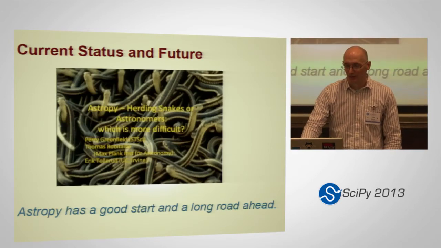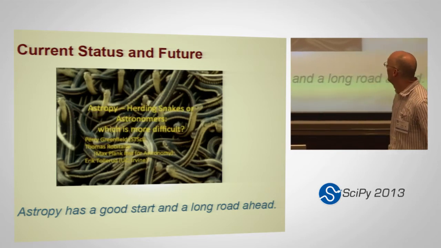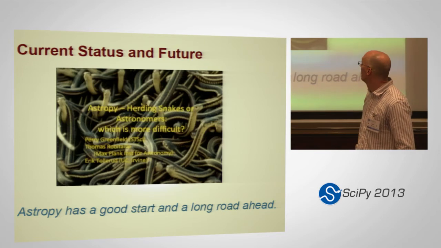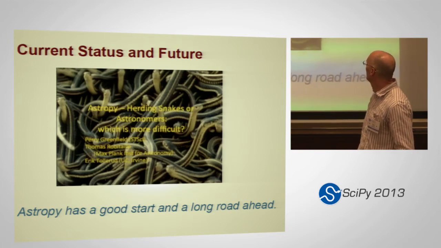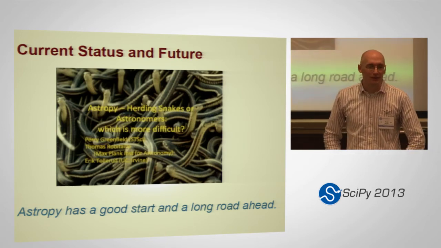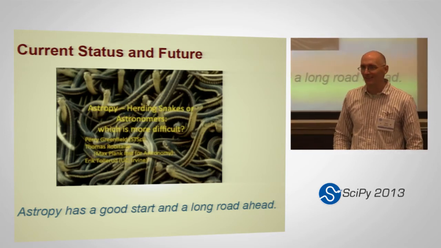So I want to close with the title slide from Perry's talk last year at the first astronomy mini symposium. It says, "Astropy: herding snakes or astronomers, which is more difficult?" And I think Astropy has a good start and a long road ahead. Close there. Thank you.